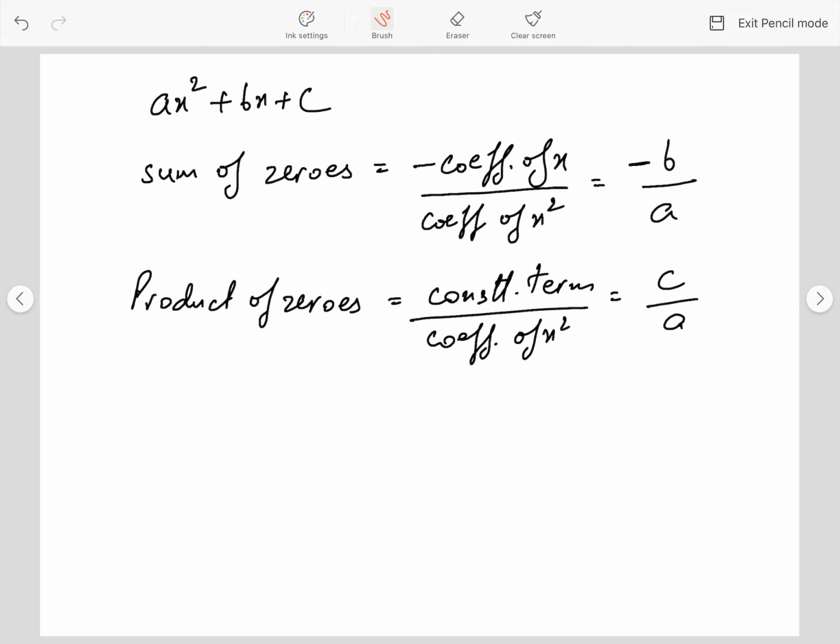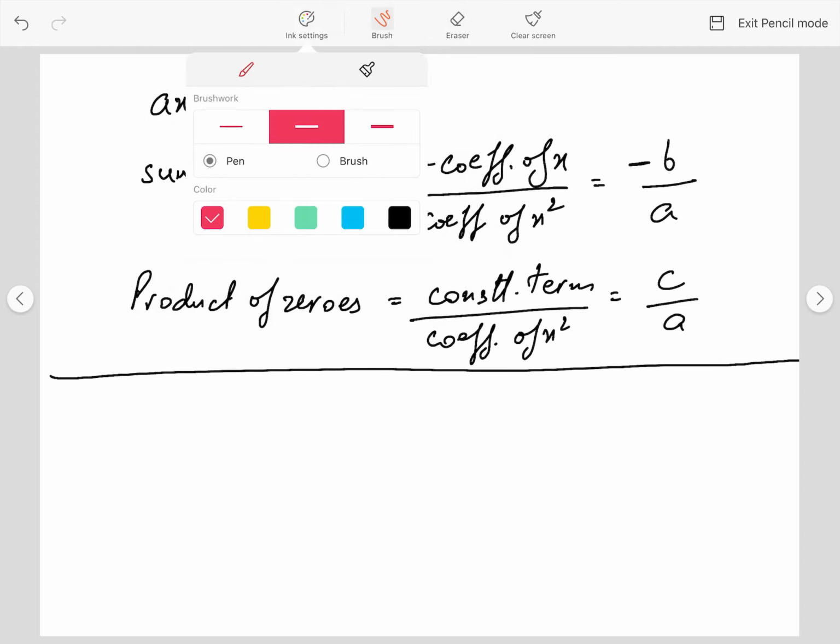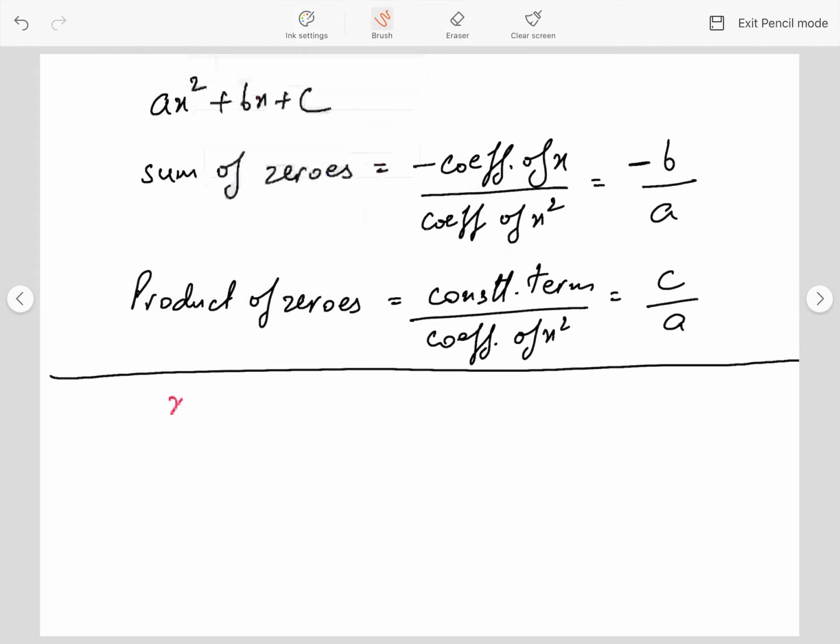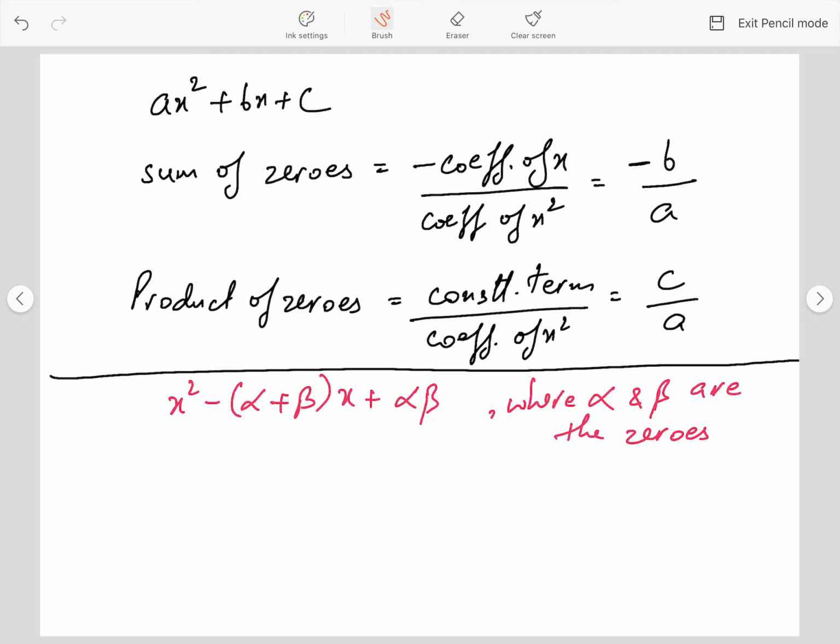Now we have another formula to find out the polynomial when we are given the sum of zeros and product of zeros. Okay, so that formula is x square minus (alpha plus beta) into x plus alpha into beta, where alpha and beta are the zeros.